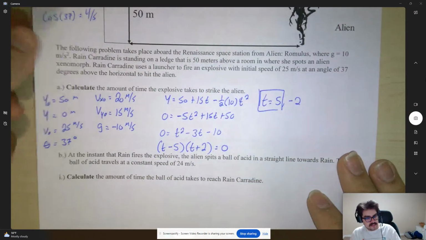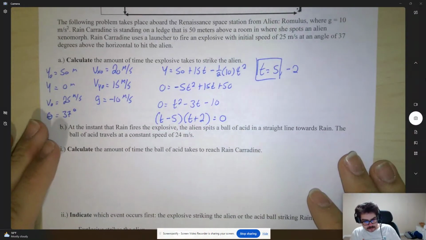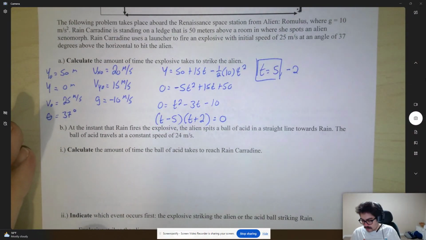Part B says at the instant Rain fires the explosive, the alien spits a ball of acid that flies in a straight line towards Rain.